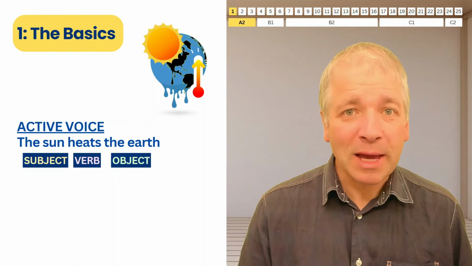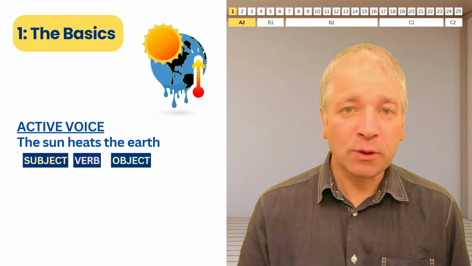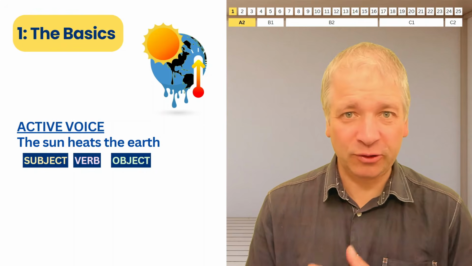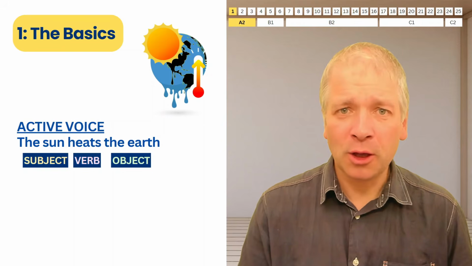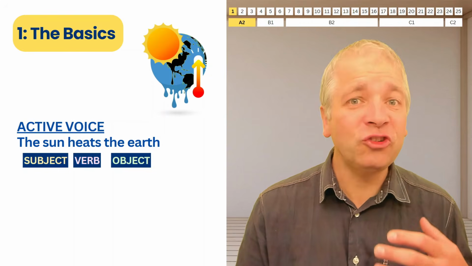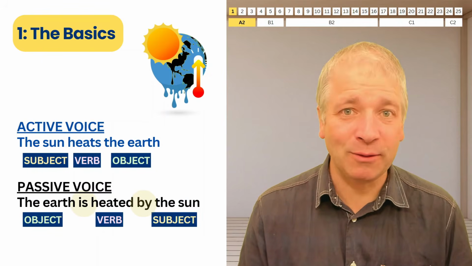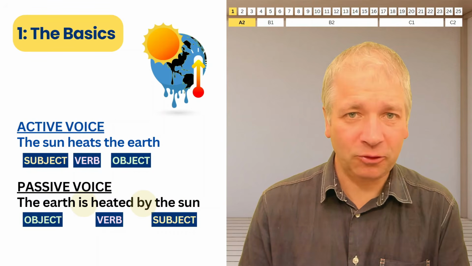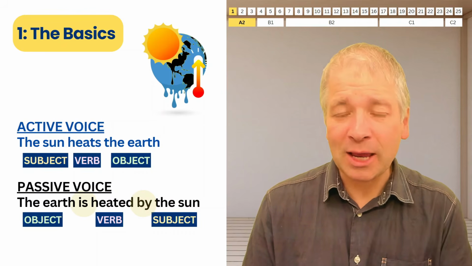Number 1. The basics. In normal English sentences, we start with the subject, then you have the verb, and then some words afterwards, such as the object. In this example, the sun heats the earth, which means the sun makes the earth hotter. But we can also change this word order and make a sentence which is called the passive. Here, the object goes at the beginning, then the verb, then the subject. In this example, the earth is heated by the sun.